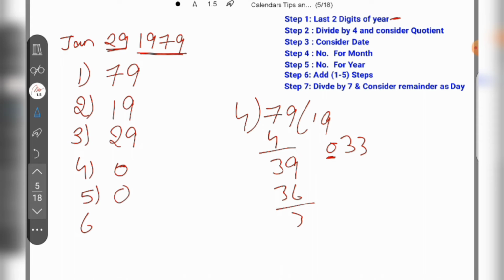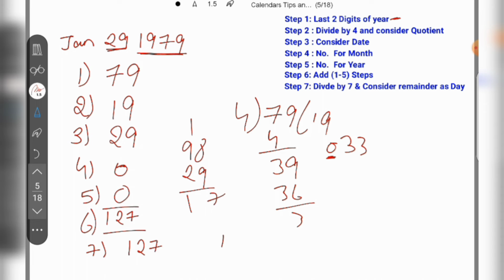The sixth step, we need to sum up all the 5 values which we got in the above steps. So if you are calculating, 79 plus 19 is 98, 70 plus 10 is 80, 80 plus 18 is 98, and 98 plus 29 is 127. So we got the value 127.